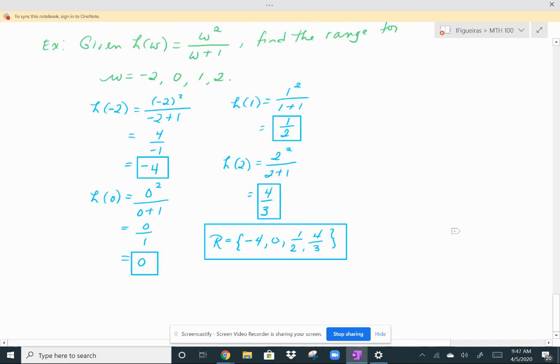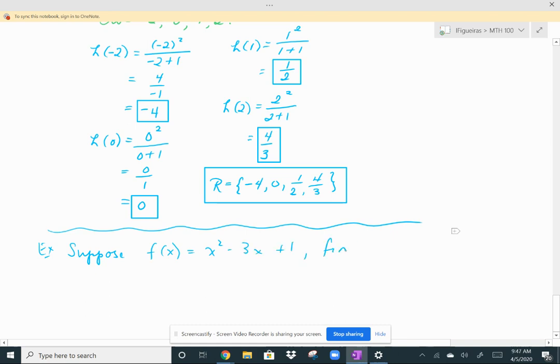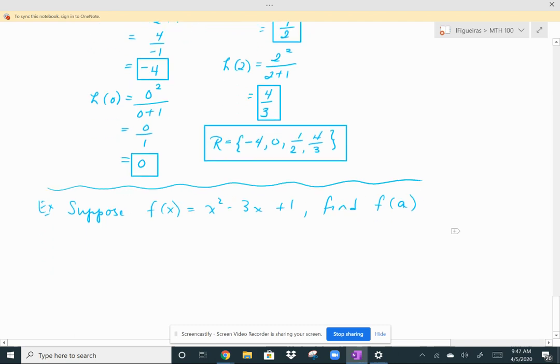Okay, so let me just do one more example where your functional notation might be a little bit more abstract. So suppose I have, let's say, f of x equal to x squared minus 3x plus 1, and we want to find f of a. Well, your input doesn't always have to be a number the way we did above. So if I want to find f of a, it's actually as simple as just replacing all of your x's with a. So I get a squared minus 3a plus 1.